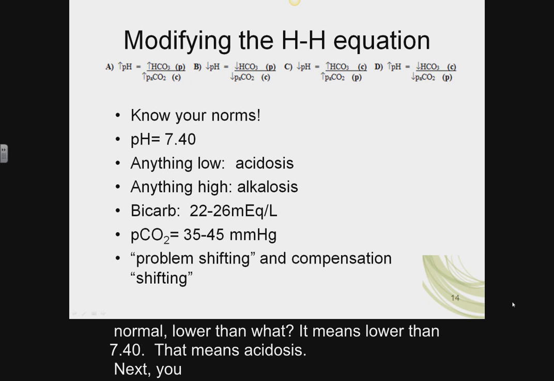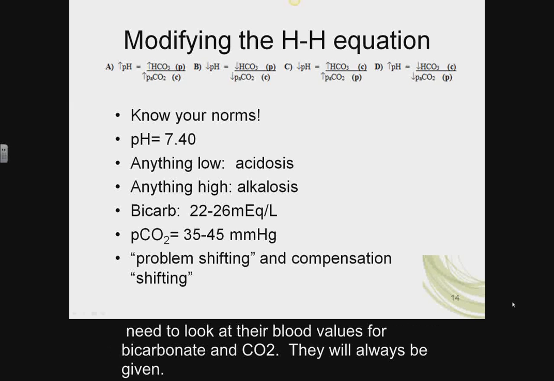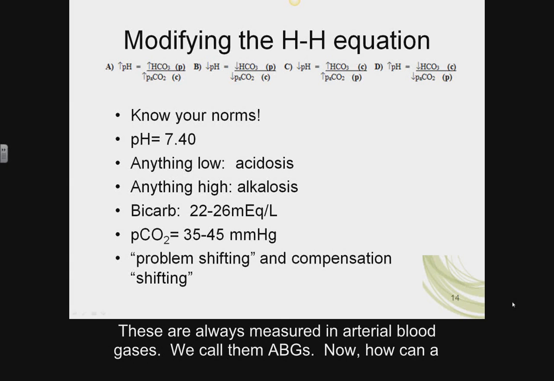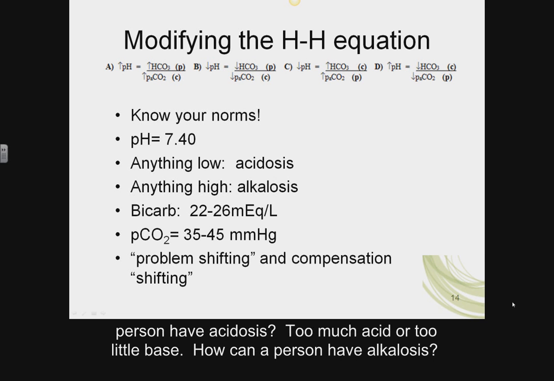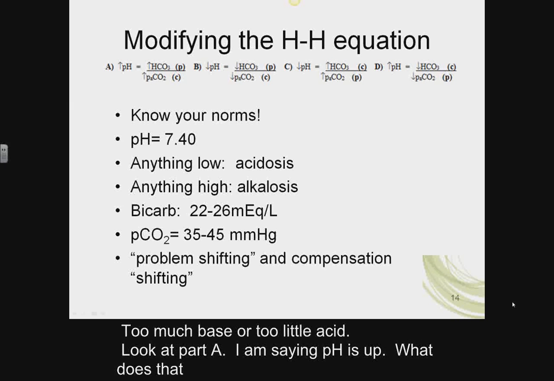If you see that their pH is lower than normal, lower than what? It means lower than 7.40. That means acidosis. Next, you need to look at their blood values for bicarbonate and CO2. They will always be given. These are always measured in arterial blood gases. We call them ABGs. Now, how can a person have acidosis? Too much acid or too little base. How can a person have alkalosis? Too much base or too little acid.